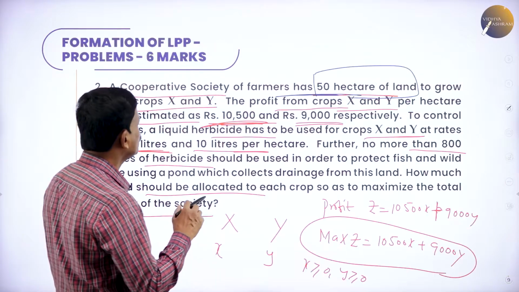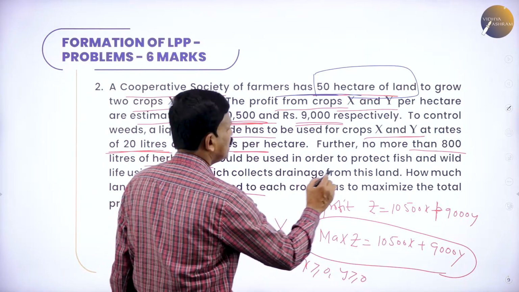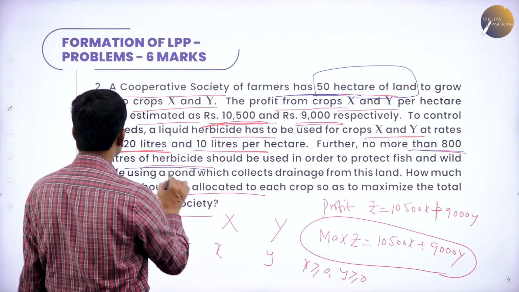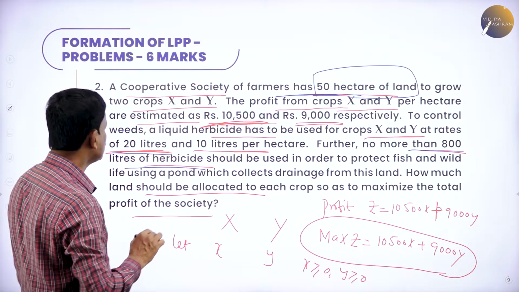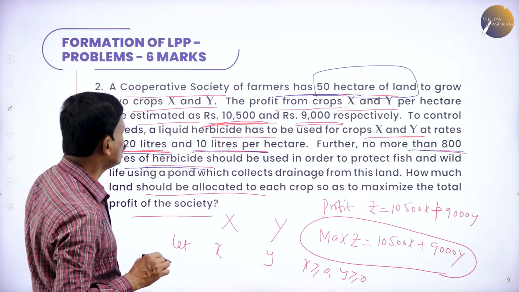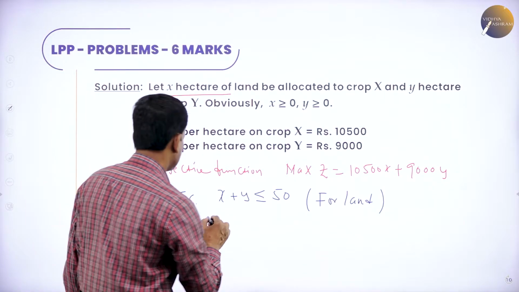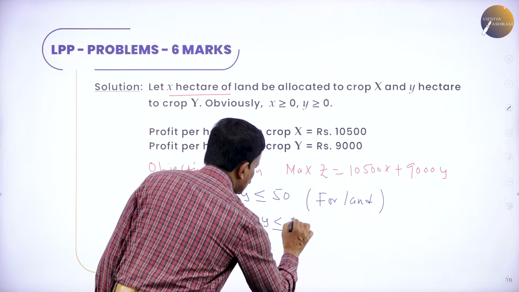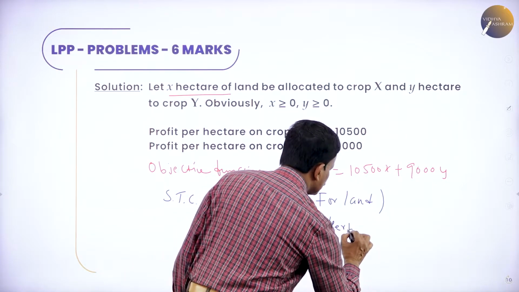Now the second part, for the use of herbicides. No more than 800 liters of herbicide should be used, whereas for the first type of crop it is 20 liters and for the second type of crop it is 10 liters. Therefore the herbicide constraint is 20x plus 10y is less than or equal to 800. This is herbicide.